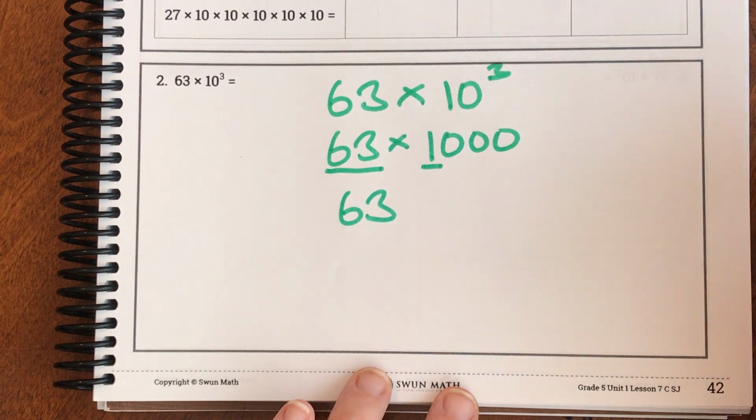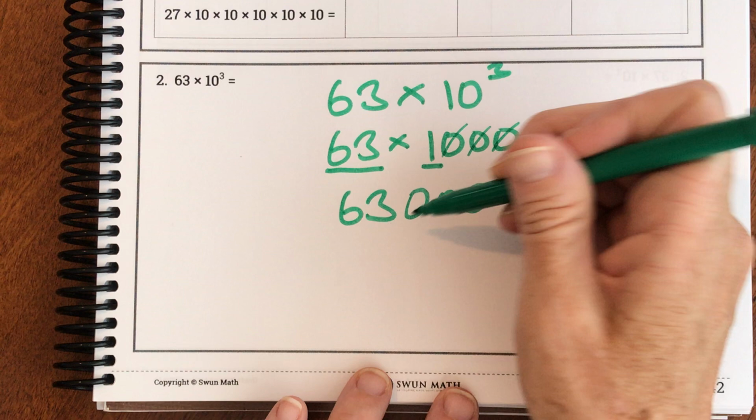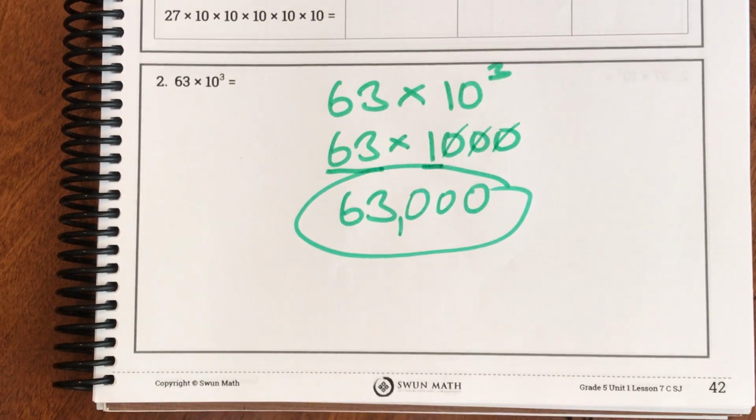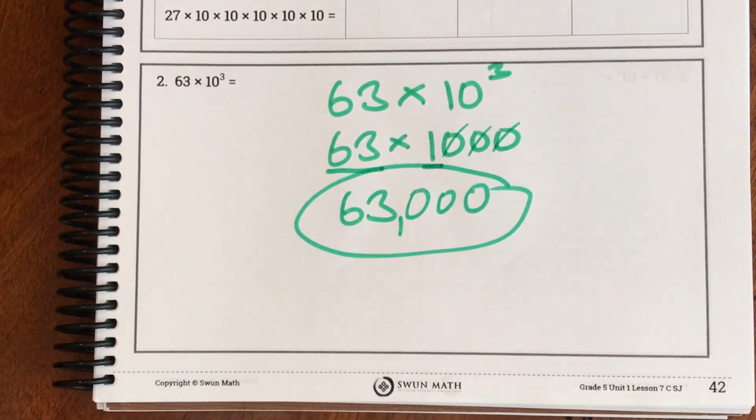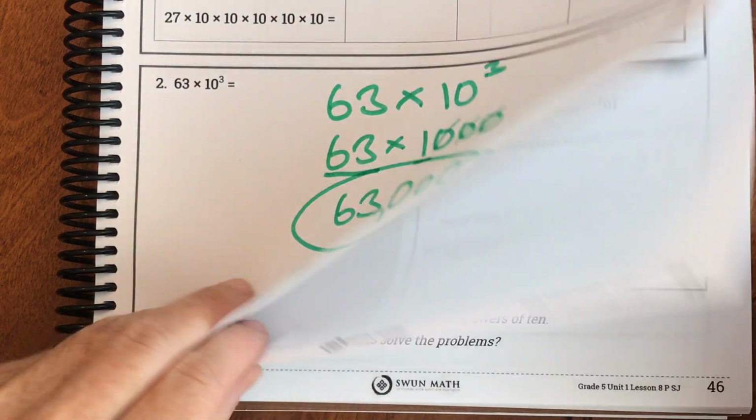And step 3 is add all the zeros. So there's 1, 2, 3 zeros to add. So my answer is 63,000. Okay, we're going to turn all the way to page 46 and do a few more together.